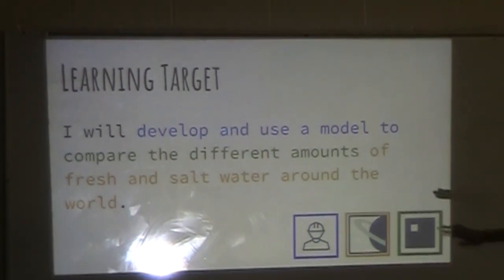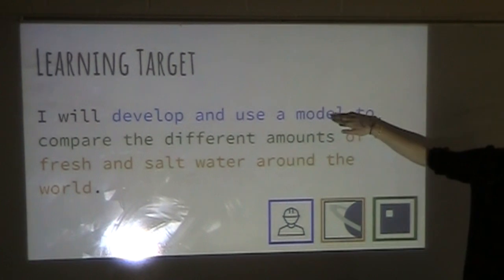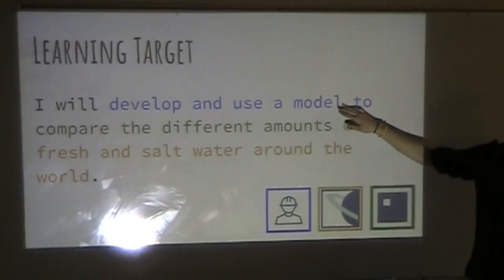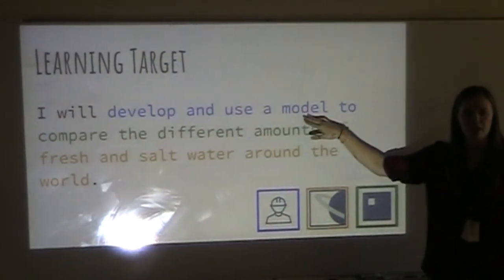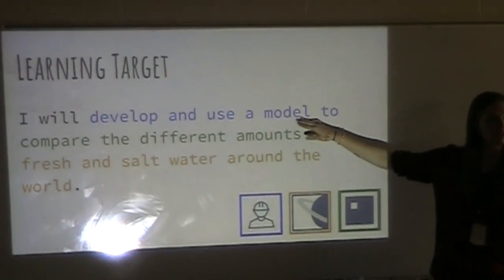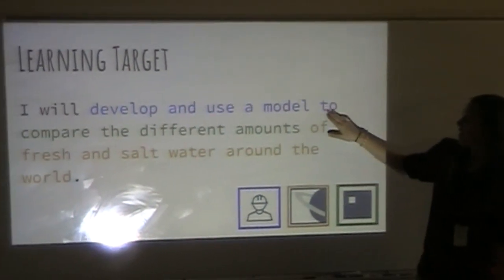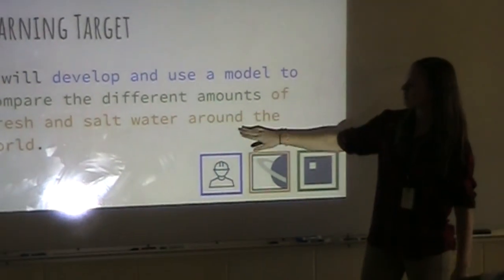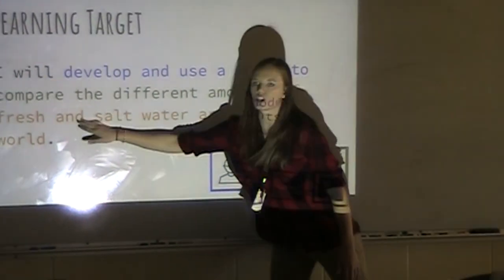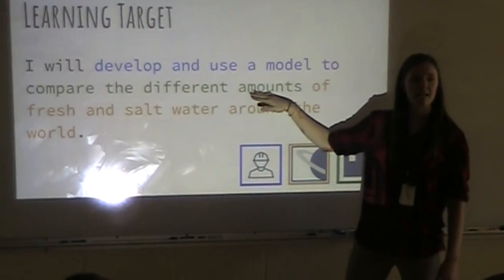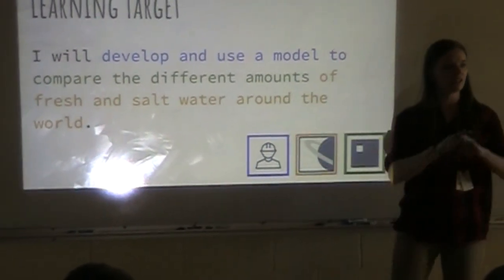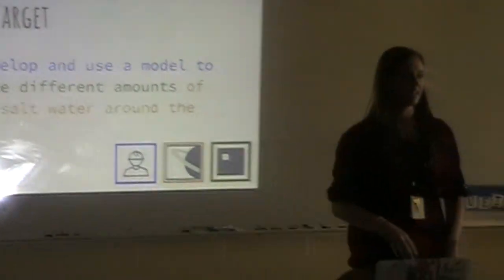But as I break this apart, I will develop and use a model. This is what you are doing as scientists. This is how you are thinking and acting like scientists. Today, you're going to be developing and using models, just like you did when you did your solar system project. And then we're going to compare the different amounts of fresh and salt water around the world. This is what we're learning about: fresh versus salt water. And we're making those connections as we compare those two and look at our Earth and how it relates to us.